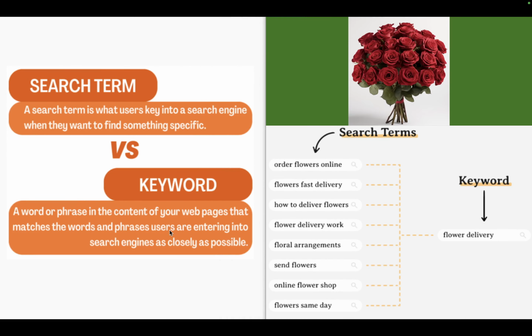Now, if I just walk you through the definition of keyword as well, it says a word or phrase in the content of your web page that matches the word and phrase, and so on. And I know it's difficult to understand this way. So that's why I said a search term is something which people type over Google, and the thing which is delivering all the search terms is actually a keyword.